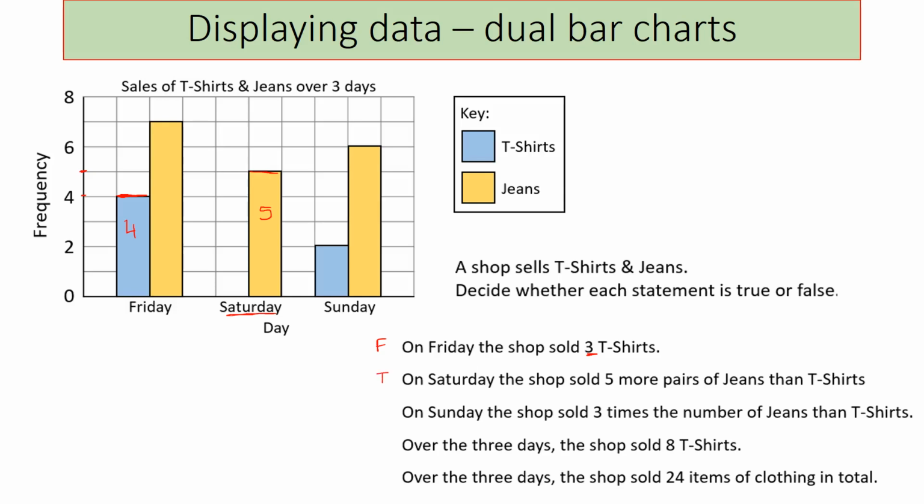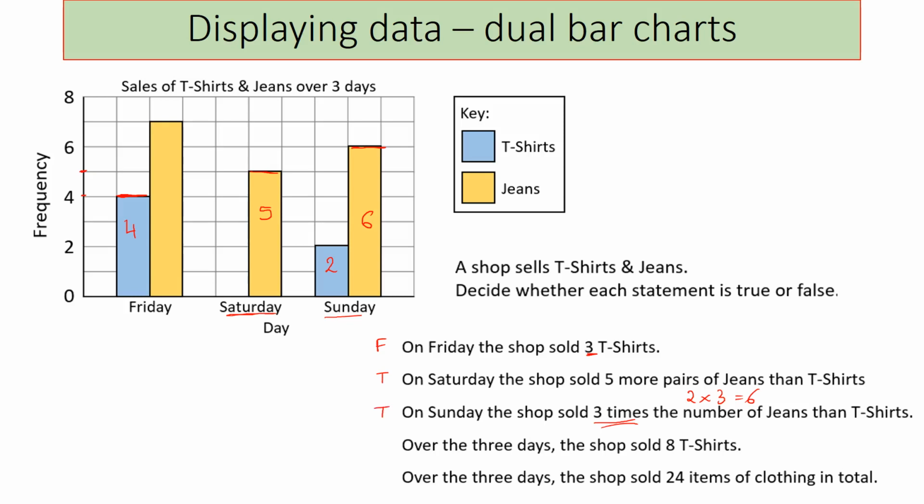So when we say that on Saturday the shop sold 5 more pairs of jeans than t-shirts, that statement is true. On Sunday the shop sold 3 times the number of jeans than t-shirts. Okay, we're interested in Sunday now. So let's have a look how many pairs of jeans. Okay, and that is 6. You need to check the height of this bar, and then for t-shirts it's 2. Okay, 2 times 3 is 6. So it is 3 times more, so that statement is true.